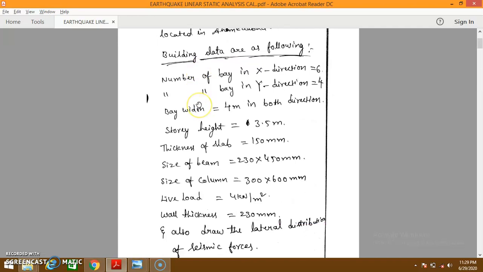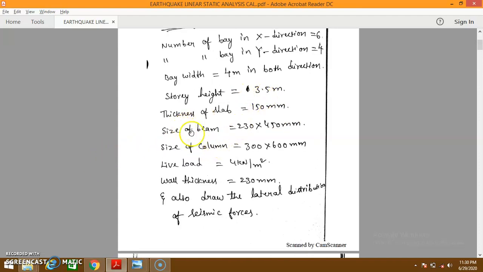Please remember that. The building data is also given: the number of bays in the x direction is 6, and in the y direction is 4. X direction is the longitudinal direction, and the y direction is the lateral or transverse direction. Bay width is 4 meters in both directions. Every bay width is 4 meters. Story height is 3.5 meters and thickness of slab is 150 mm.